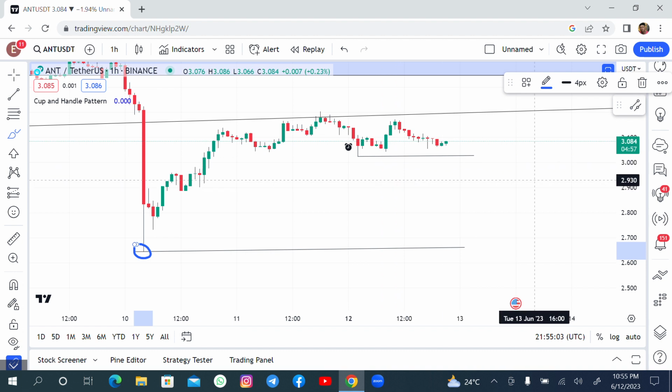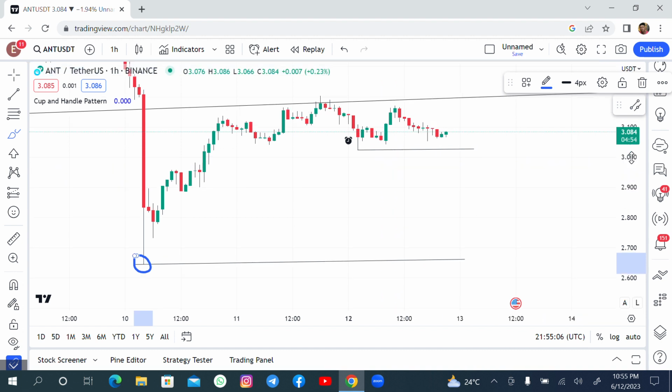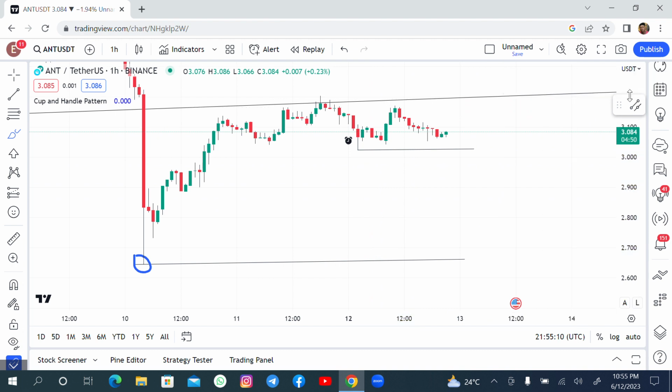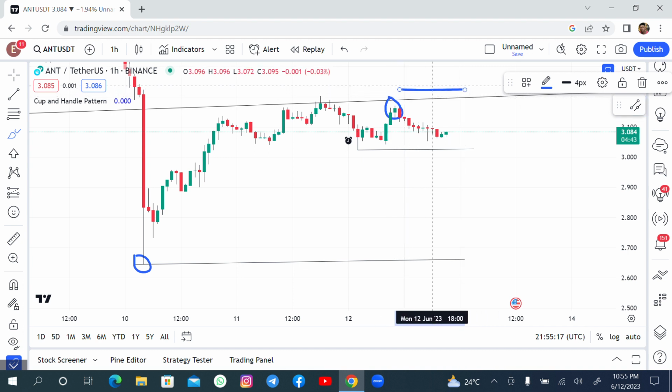But like I told you, the flip side, if we start breaking this structure and forming another higher high somewhere around this point here, then our setup is no longer valid. We'll start looking for long positions, meaning all of these things here was just an accumulation phase for price to shoot back to the upside.